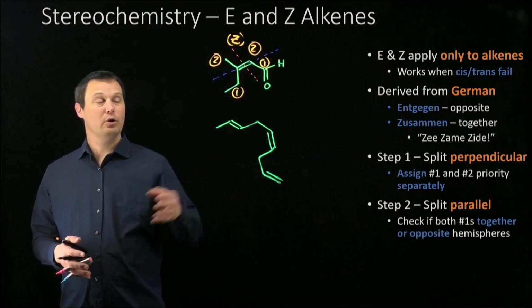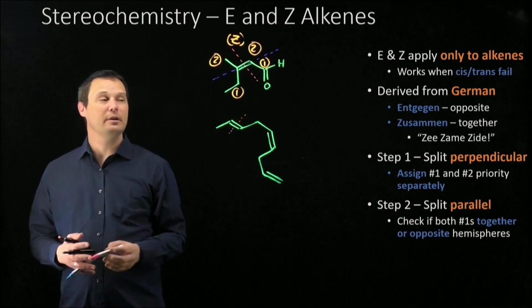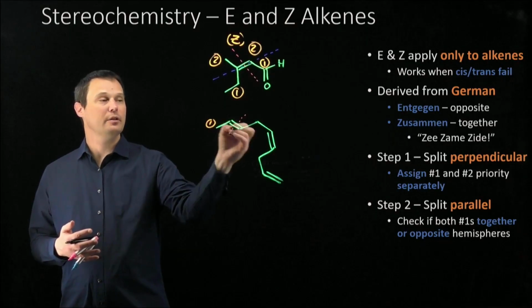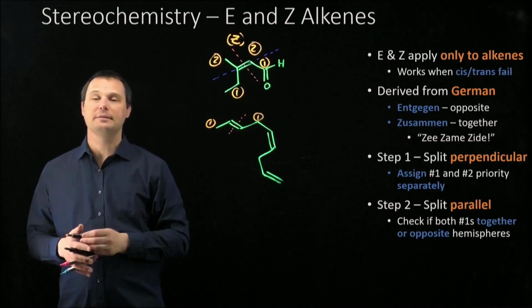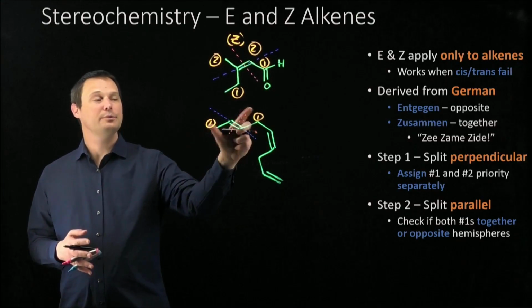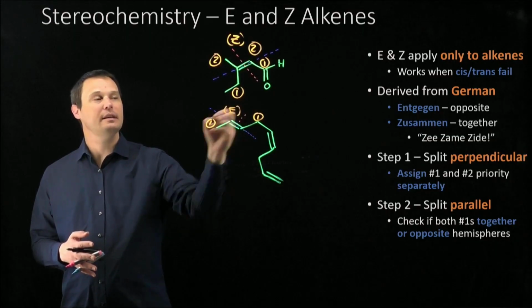Let's work through a few more quick examples to hammer the point home. First, split the alkene perpendicular through the alkene and assign priority labels to each carbon separately. Carbon beats hydrogen on the left, carbon also beats hydrogen on the right. Draw a line parallel through the alkene like an equator. These highest priority groups are opposite the equator in different hemispheres. This alkene is an E alkene.